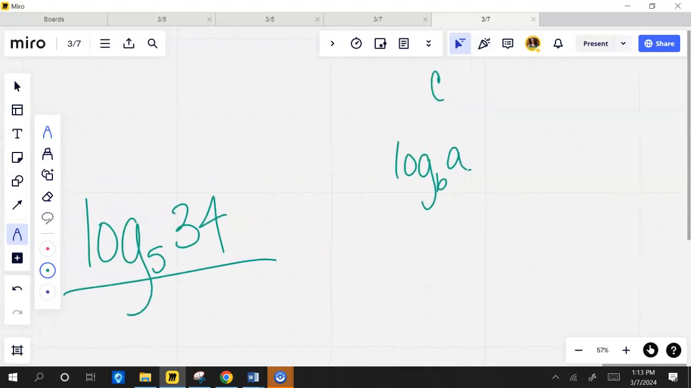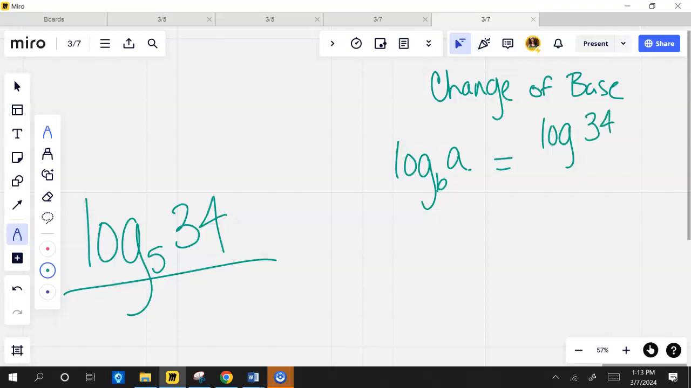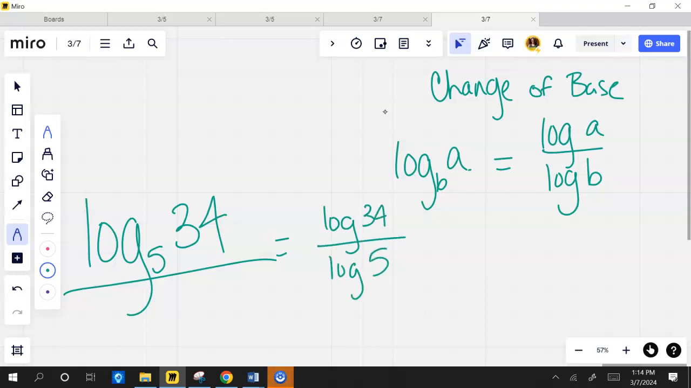I have this thing called the change of base formula, which tells me that I could rewrite this with any base I wanted to. So I'm going to choose a base of 10 because that's what your calculator defaults to. Log of A divided by log of B, and that will work. So if you hit the log button on your calculator and do log 34 divided by log 5, it will give you that value.